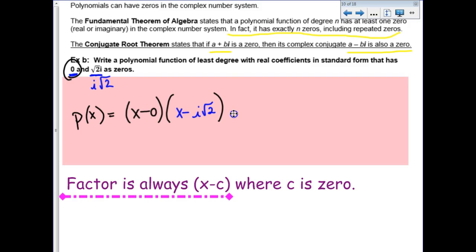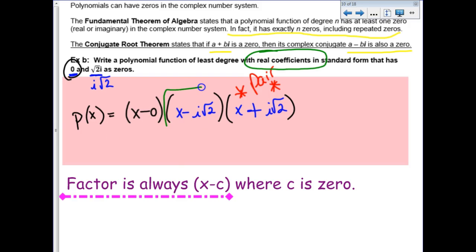But is that it? No, because its conjugate pair also has to show up. So its conjugate pair would be x minus a negative i square root of 2. Guys, do we say minus a negative? We say plus. So you have to know that the pair shows up. But we're not done. Because it says real coefficients. That means you cannot stop until your answer only has real numbers, no i's. So this one's fine. I'm not worried about that one.